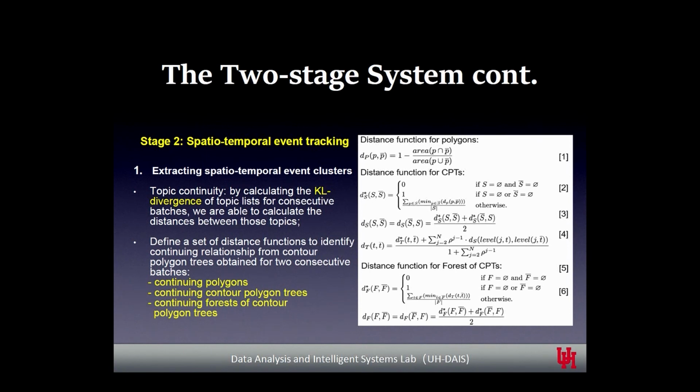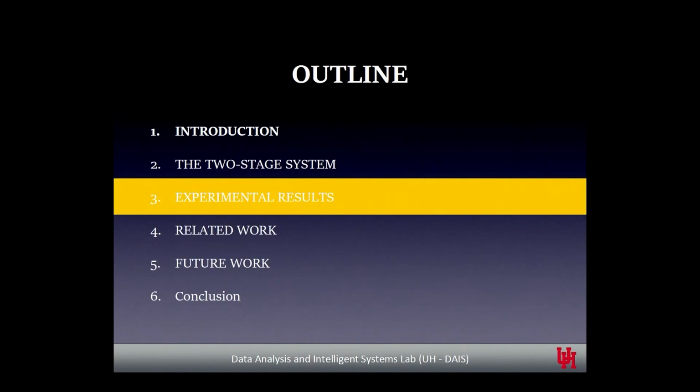To establish the continuity between those spatial clusters, those multi-layered polygons, we propose several distance functions. A simplified description is that we calculate the overlap of those spatial clusters, because we know their locations. We calculate the overlap divided by the union to see the percentage of overlapping. If the overlapping is high enough, we consider it a continuing spatial cluster. So that's the whole system.